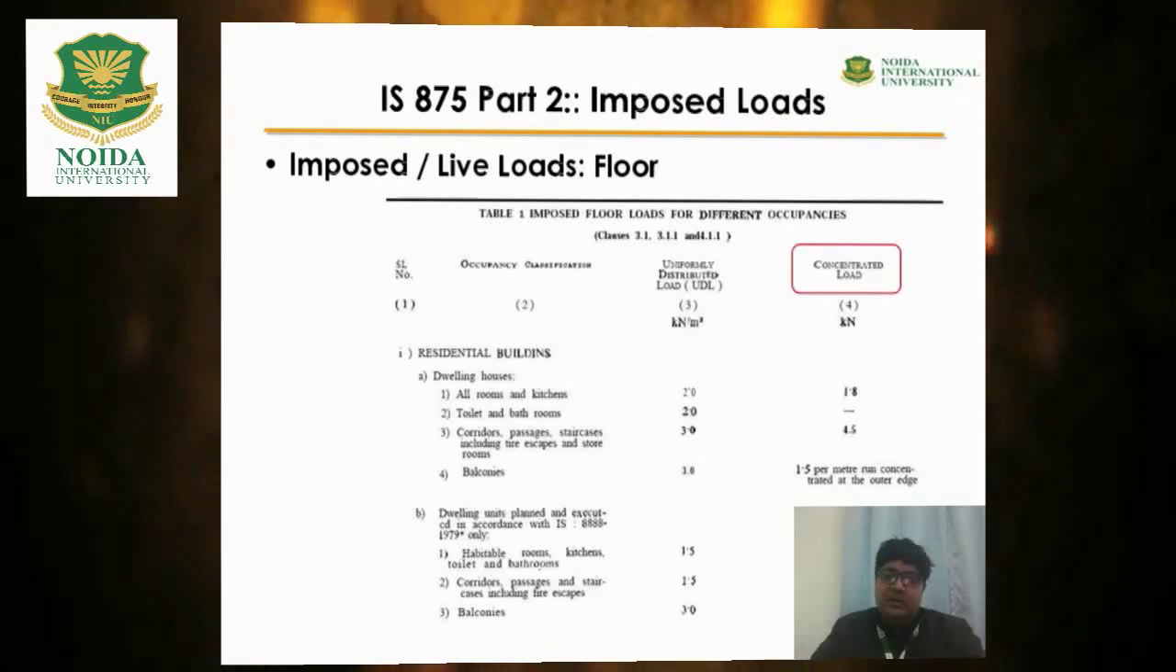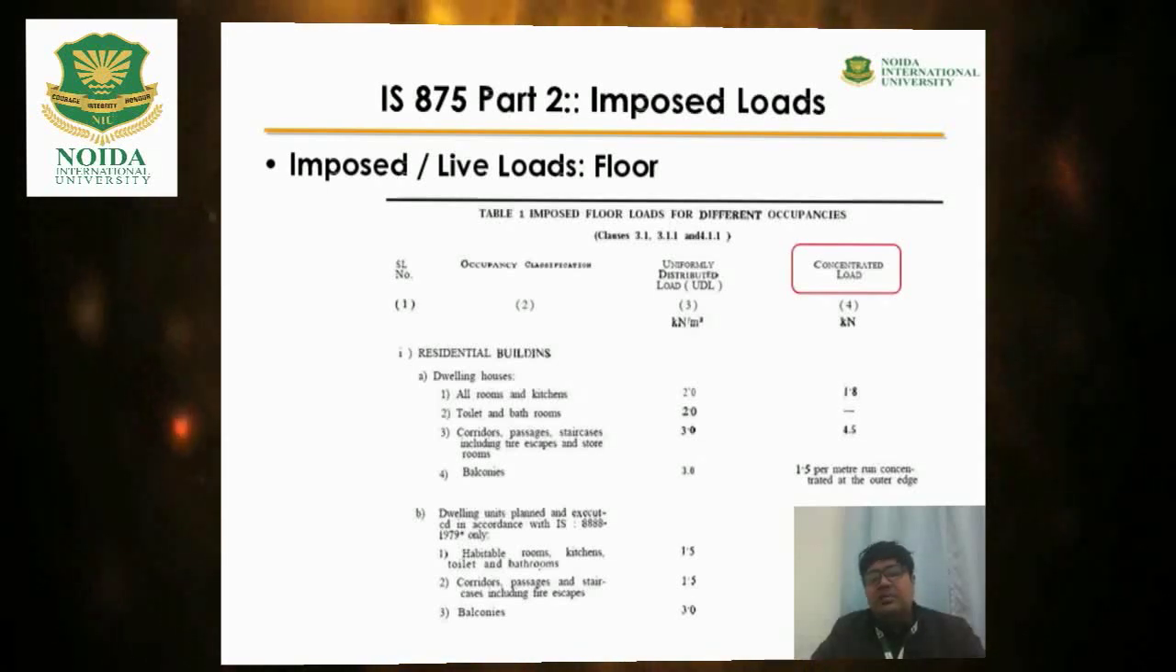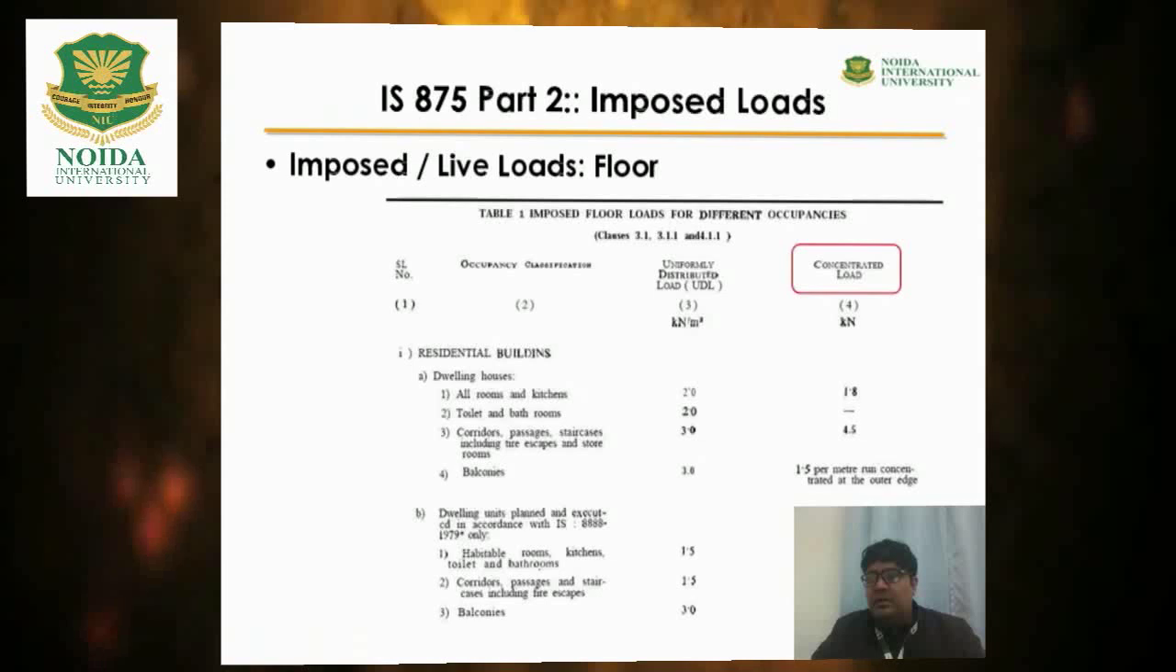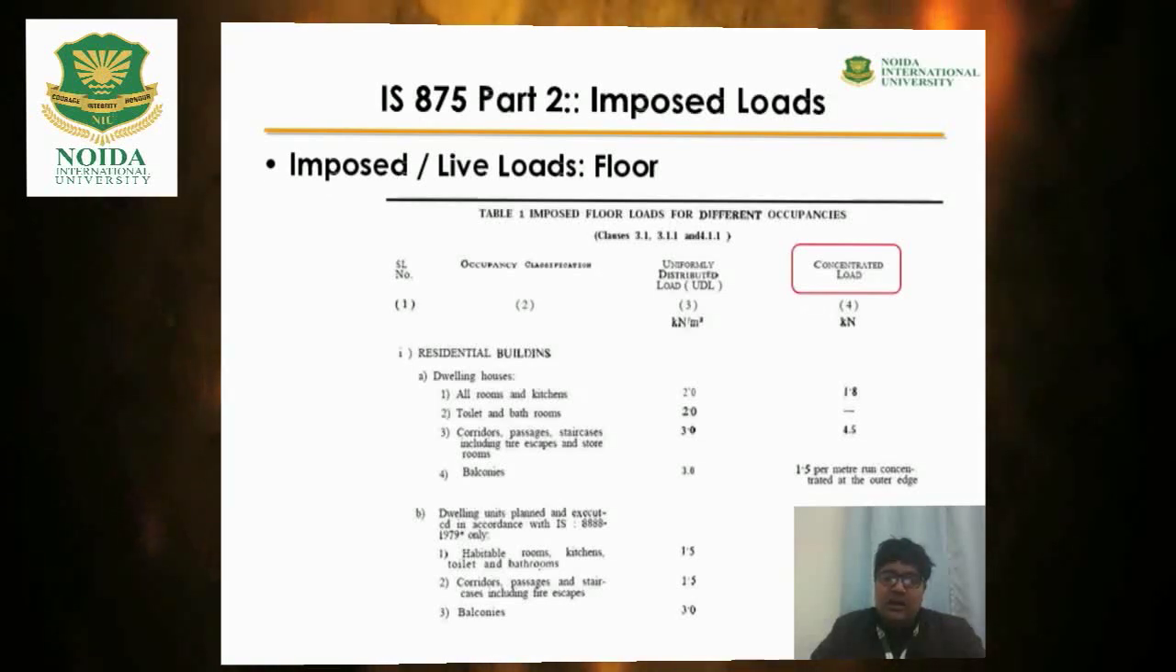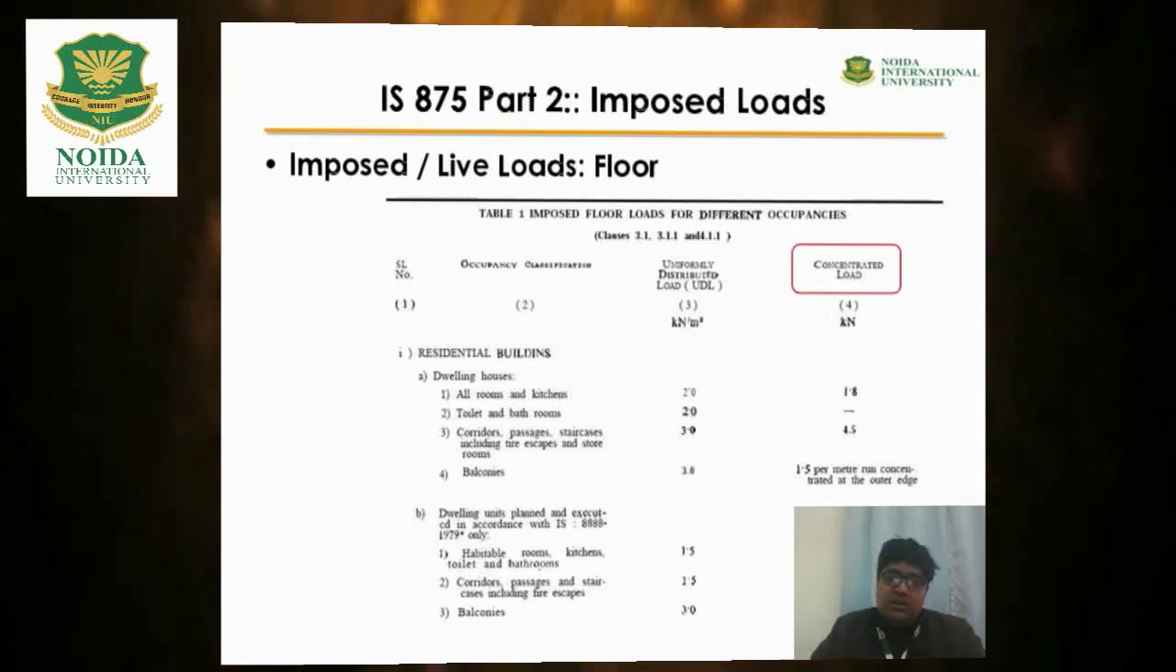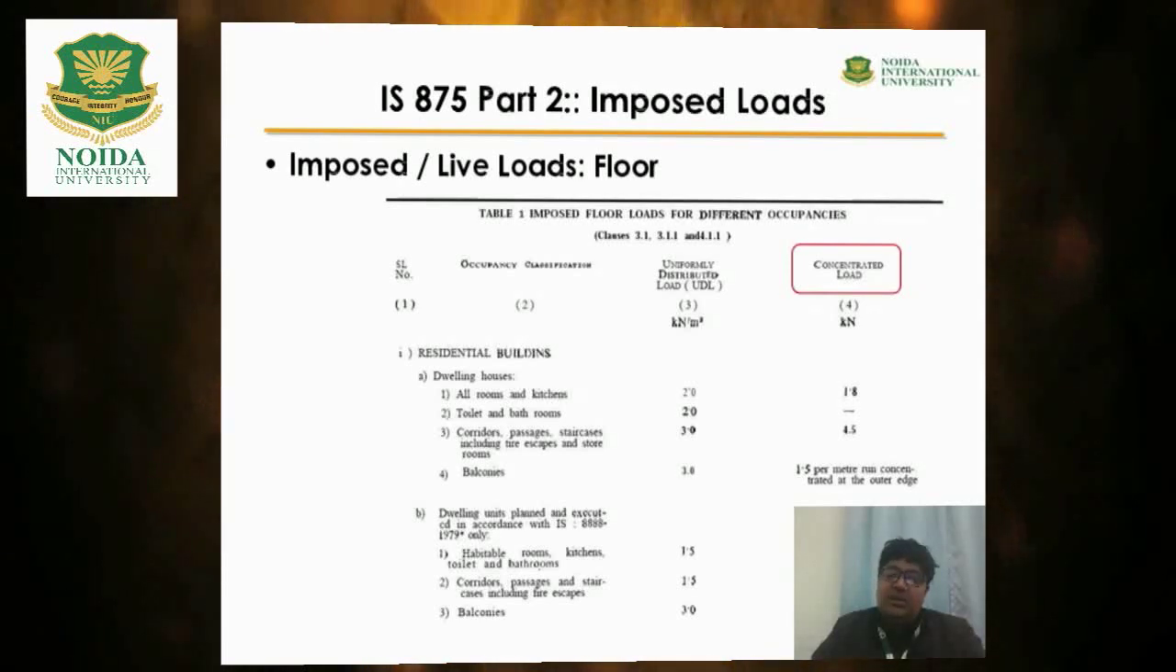The next one we'll discuss is the imposed and live load. Take the example of a floor of any structure or residential building. It will have rooms and a kitchen with different load conditions, which are given in kilonewton per meter squared, per unit area. The load applied on the particular structure is given as per Table 1 of IS 875 Part 2. Okay, so it is all given in this particular table.